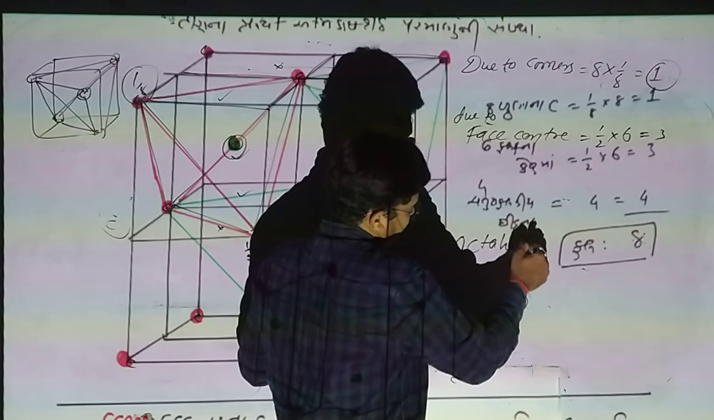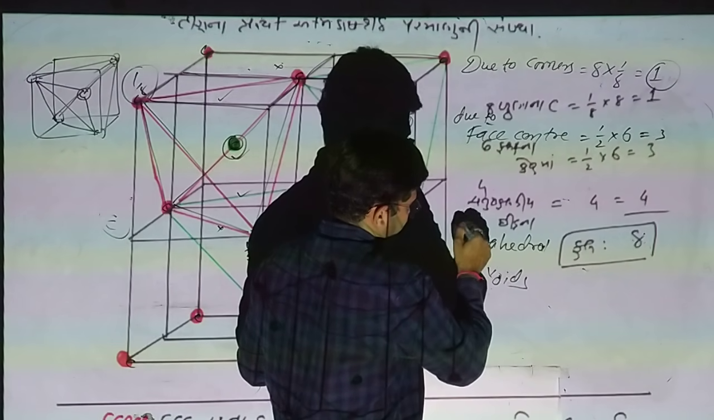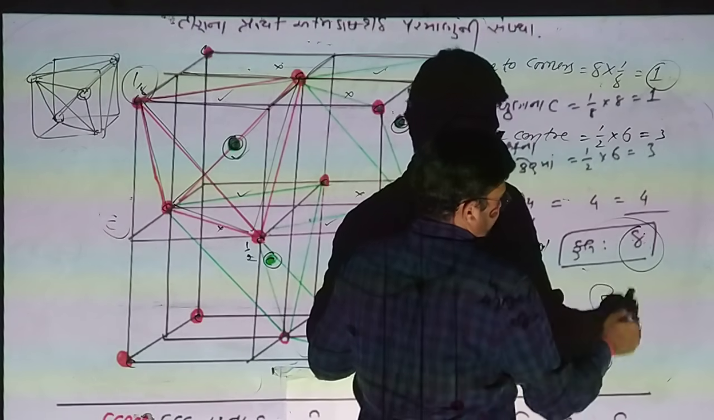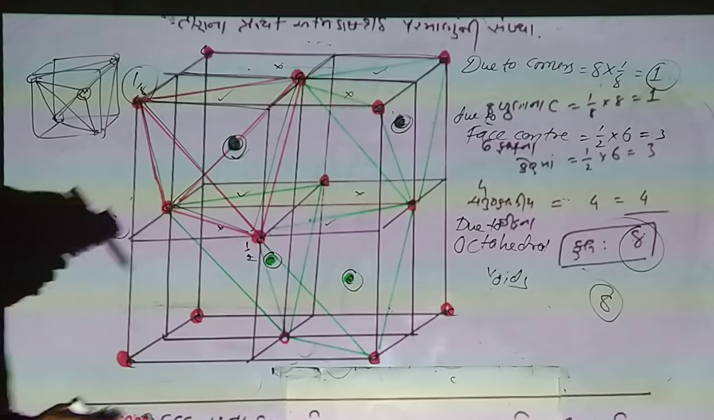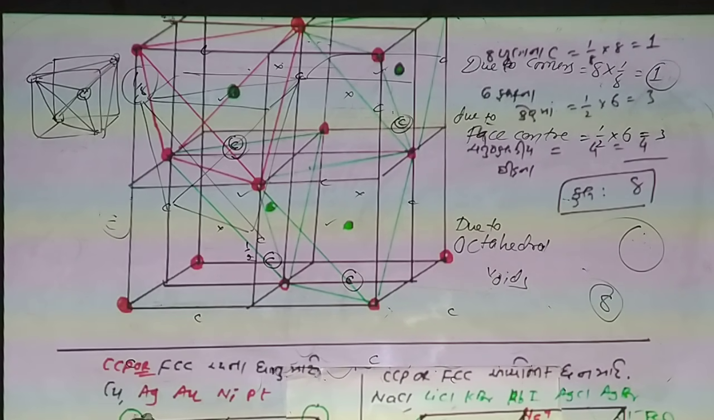Octahedral voids. So the total number of atoms in 1 unit cell of a diamond is 8.